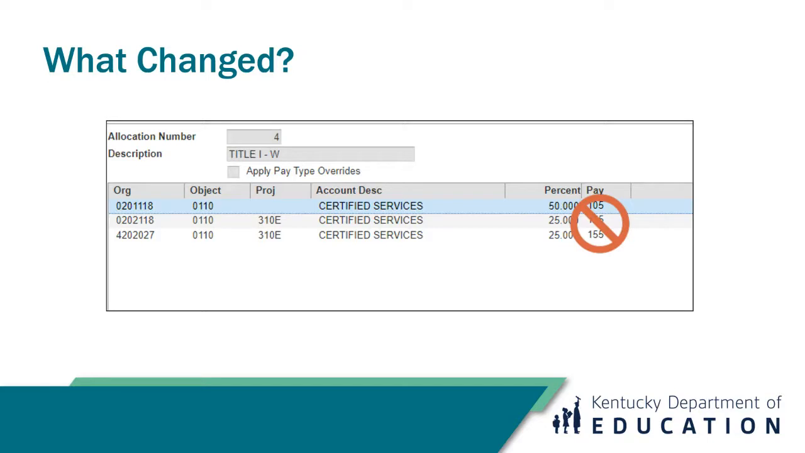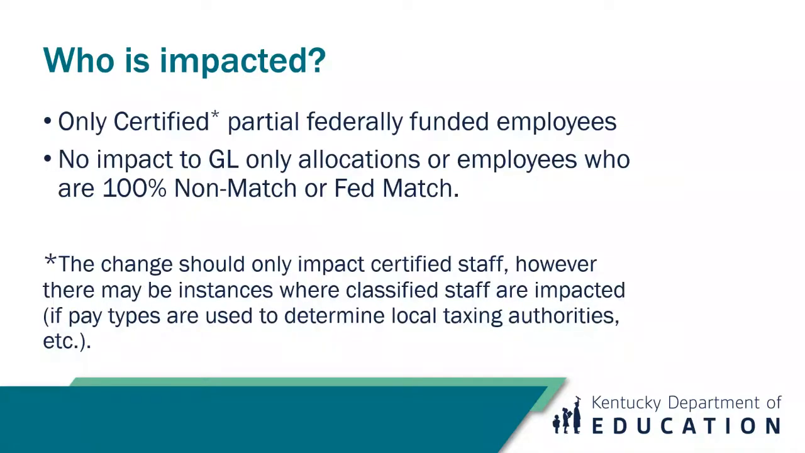So we talked about how the pay types have been removed from the allocation screen, and reiterating who it really impacts. It's really impacting only certified, partially federally funded employees, those people that are between general fund and federal fund. And again, if it's a GL allocation where it's 100% non-match or fed match, it does not matter. You may have classified folks that are split between GL accounts. That doesn't matter because we're only concerned about the way the pay types are used to determine TRS deductions. Of course, I always have to put that little asterisk up there saying it really should only impact your certified staff, maybe hybrid staff. Of course, there could be some instances where people are impacted if they used pay types in the allocation.